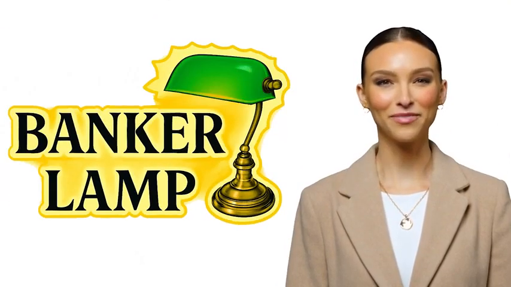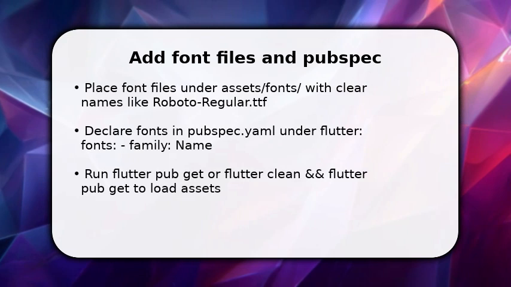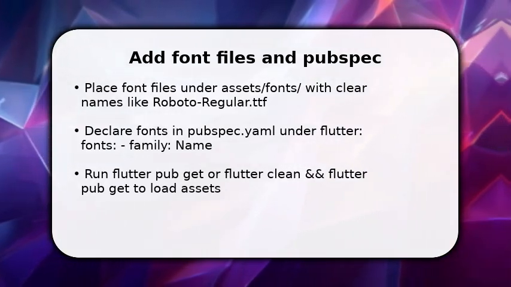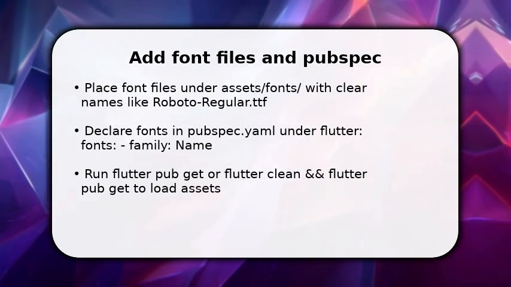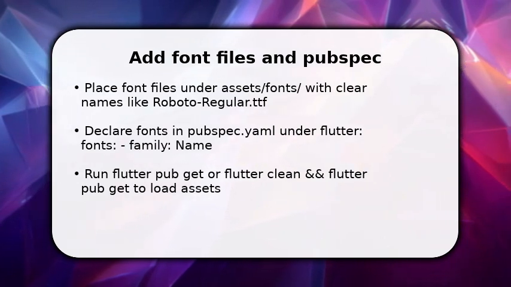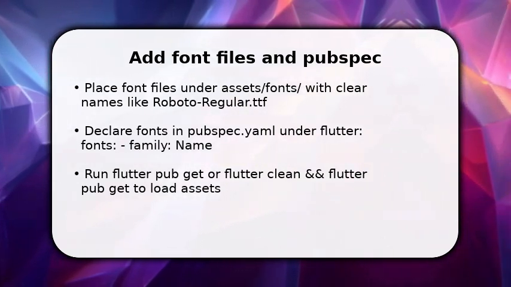Please enjoy the video. You start by dropping your font files into assets/fonts, so Flutter can bundle them. Next, open pubspec.yaml and find the fonts entry under flutter. Use a family name that you will reference in code, for example, family: Roboto Custom, and list the asset paths.